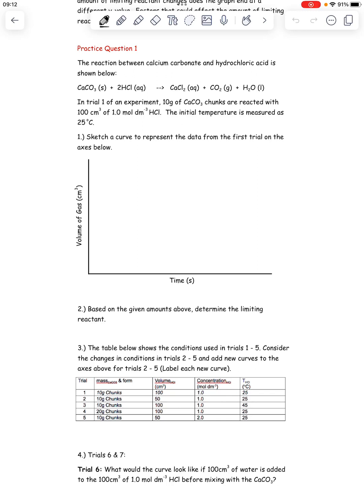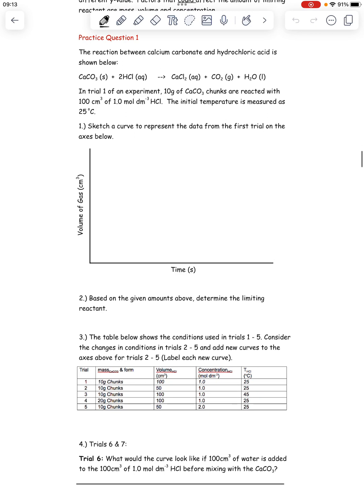Okay, let's look at practice question 1 for kinetics and doing questions that involve graphs. So the reaction between calcium carbonate and hydrochloric acid is shown below, and then you're given some amounts, some masses, volumes, and concentrations. So that on its own should sort of trigger that even if the question doesn't ask you to, you should be thinking about limiting reactants. You should be thinking about stoichiometry because they've given you these starting amounts.